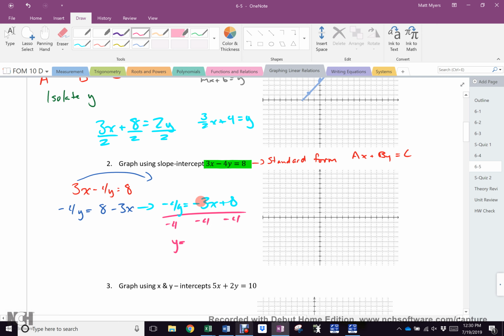Which again will get me, what is negative 3 divided by negative 4? Positive 3 quarters x. And what is 8 divided by negative 4? Negative 2. And now I can graph. Negative 2, up 1, 2, 3, right 1, 2, 3, 4, down 1, 2, 3, left 1, 2, 3, 4.